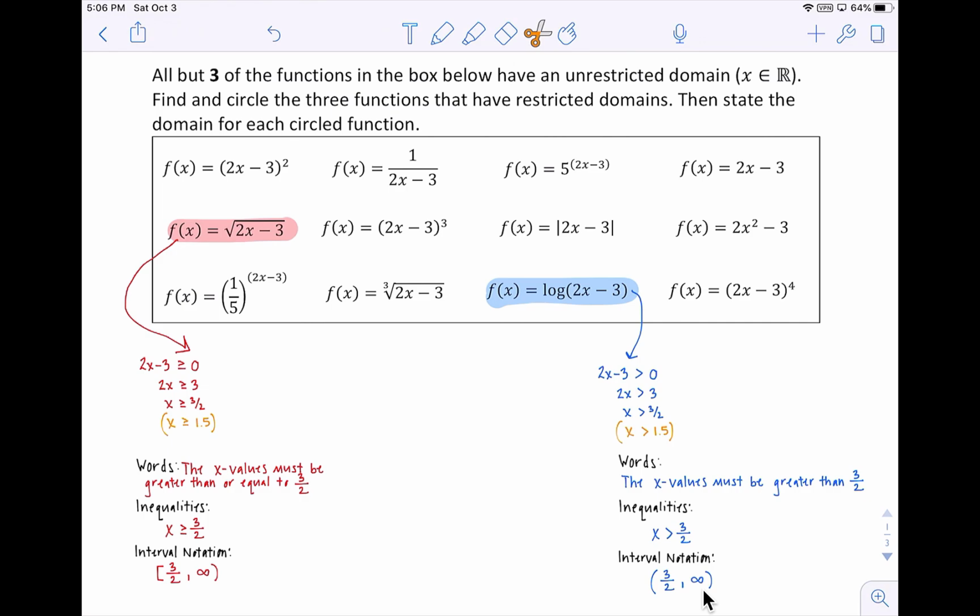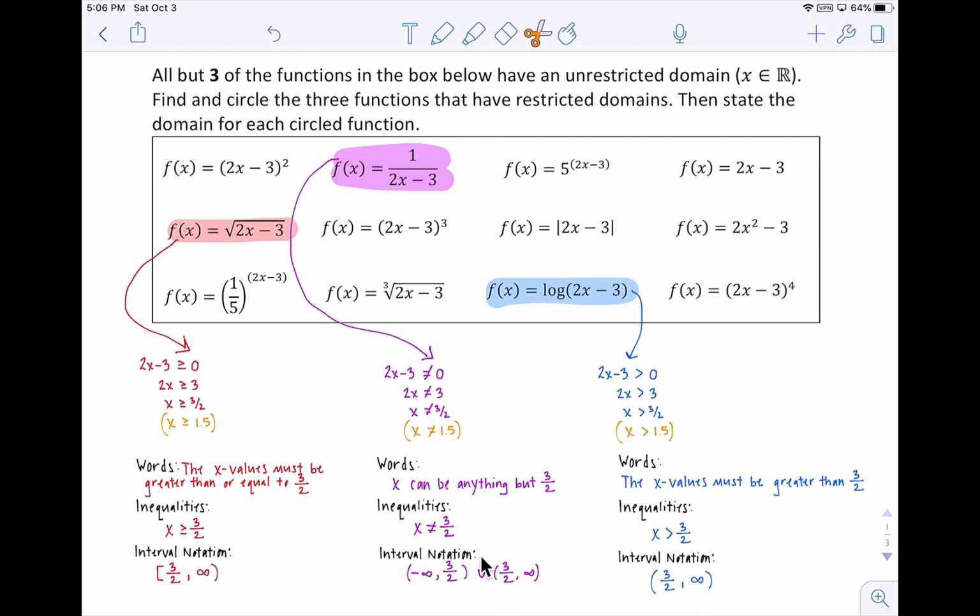And then last but not least, the one other function that we have to think about restrictions on is the rational function. The rational function is this one at the top here that involves division. Once again, this one has a restriction because we cannot divide by 0. So I'm going to look at the denominator and say I see a 2x minus 3, and I need to make sure that that does not have a value of 0. 2x minus 3 cannot be 0 or I'm not going to be able to perform the division.